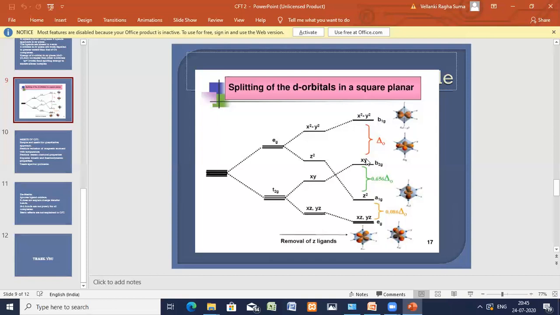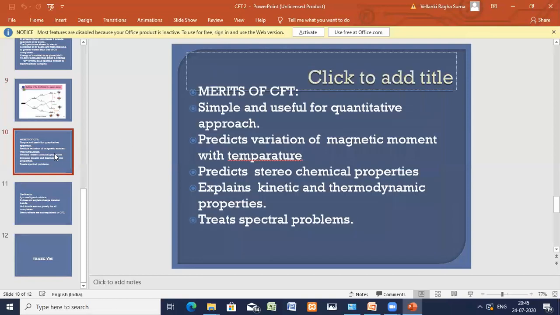So I have explained five basic concepts. After all this splitting, we have seen what is a crystal field stabilization energy, what is a strong field complex, what is a weak field complex, what is a low spin complex, what is a high spin complex. Now let us look at the merits of the crystal field theory.